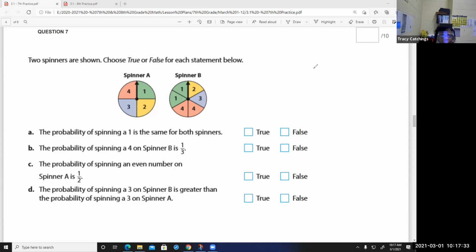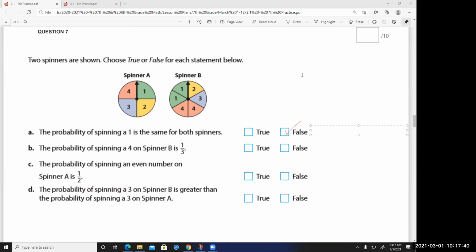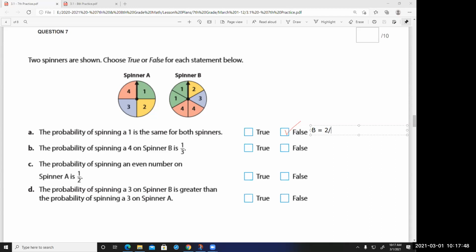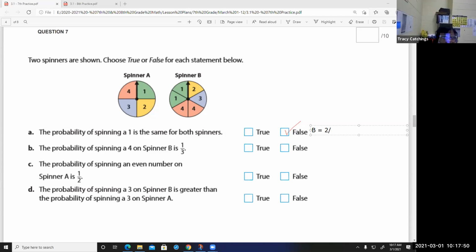Why you say false? You need to talk louder than that. I can't hear that. Because B got more numbers than A. All right, what's the probability on B then? You said 2. How many total? Okay, so B had 2 out of 6, and spinner A had how much? Thank you, ma'am.